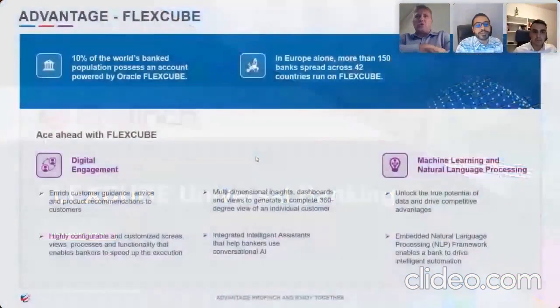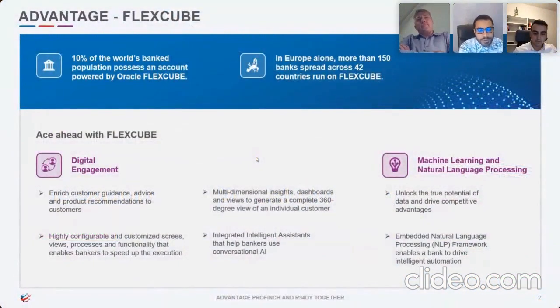Yeah. Thank you. I think most of the people in the audience already know the footprint of FLEXCUBE. Just to highlight and re-emphasize, currently 10% of the world's bank population have an account which is processed through Oracle FLEXCUBE. And in fact, in Europe alone, we have a population of more than 150 banks, spread across 42 countries, that use FLEXCUBE. But this is, I would say, history, right? And this is something like the laurel that we can definitely highlight as our achievement.